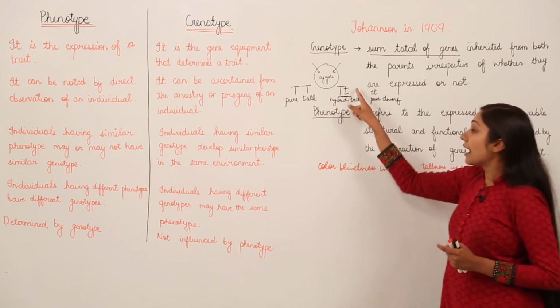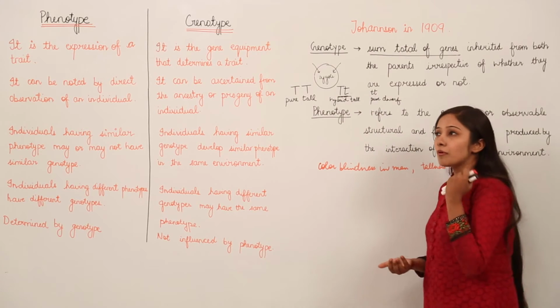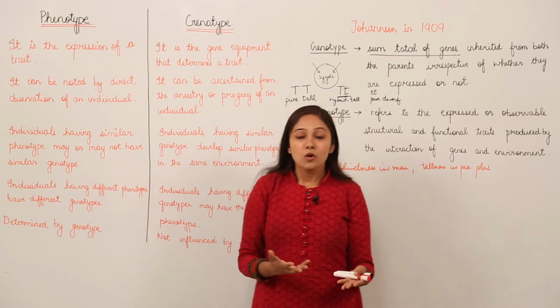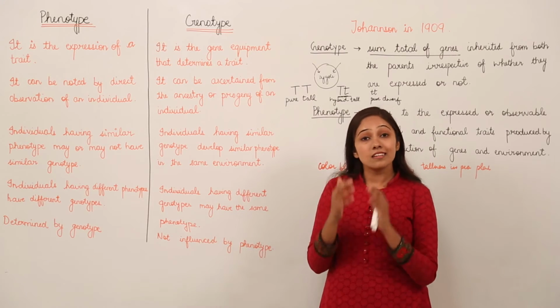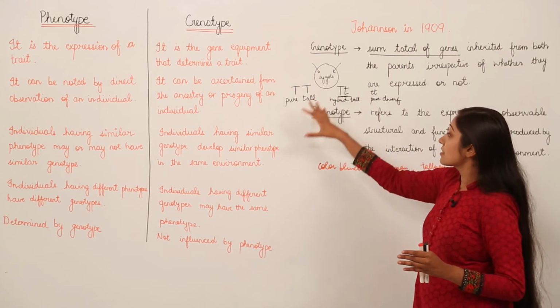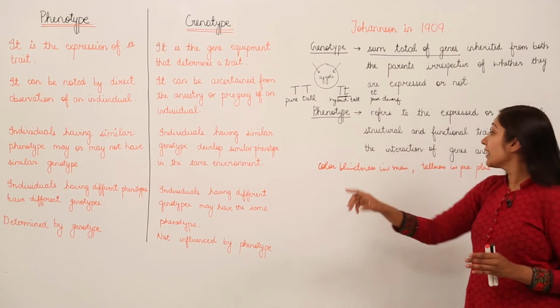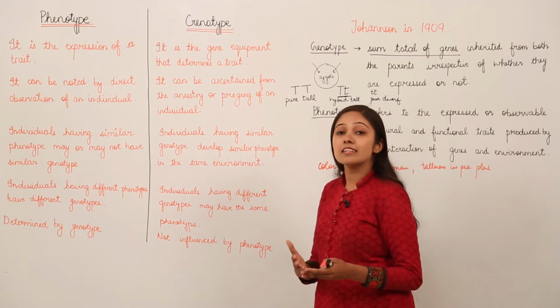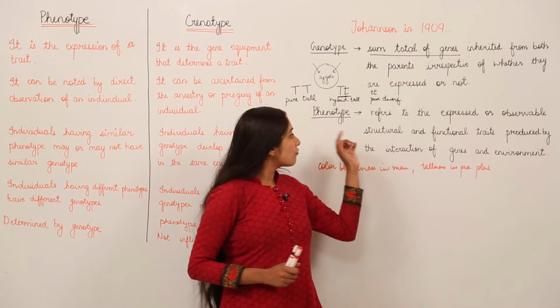Now when I talk about environment, in summers our skin gets easily tanned. Why does the skin get easily tanned? Because our skin is exposed to direct sun rays, right? So that is the phenotype, because now it is depending upon the environmental conditions. Since it's very hot, we are facing direct sun rays, our skin gets tanned. So this is an example of phenotype.